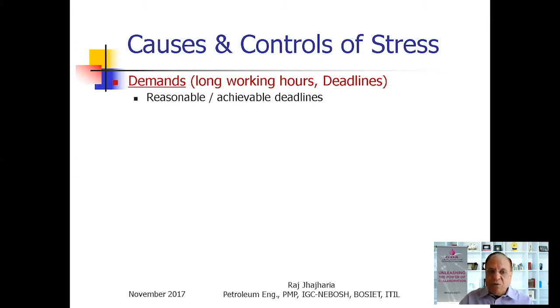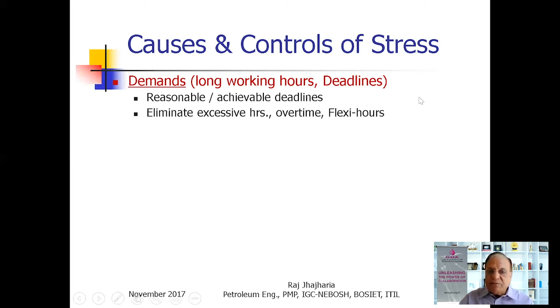So what is the control? Have reasonable working hours and achievable deadlines. If you don't have those reasonable working hours and achievable deadlines, talk to your supervisor, negotiate what you are comfortable with. Because if you are working under stress, it's neither good for your physical health, nor is it good for the company, because your productivity and quality will suffer.